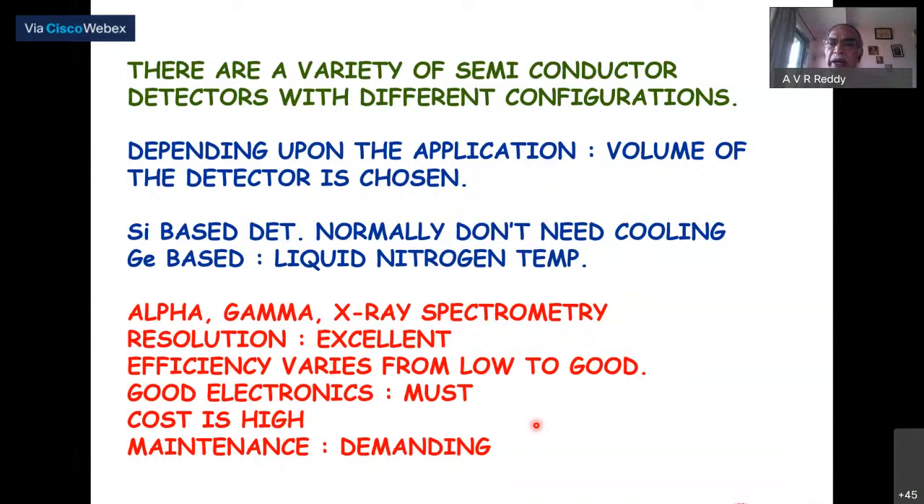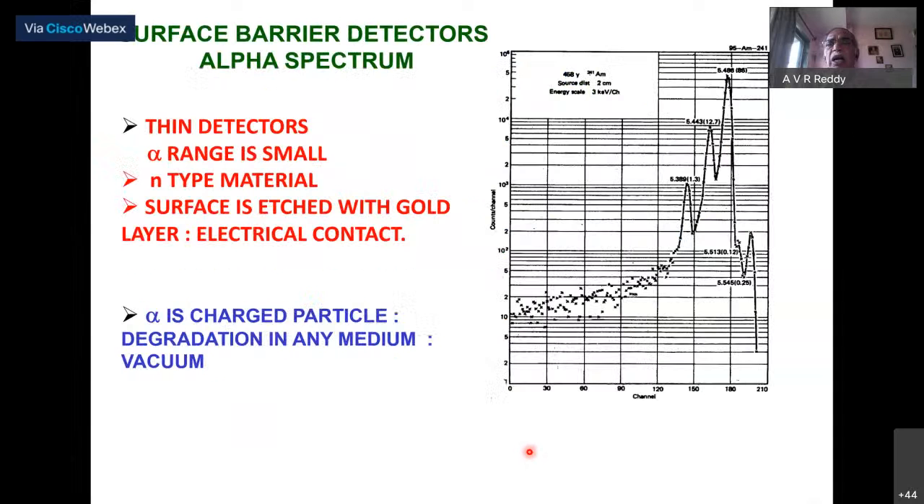Maintenance is very demanding. Now, let me give you one alpha spectrum. Surface barrier detectors are used for alpha spectrometric measurements. Thin detectors, as I told just now, because alpha range is very small in any material. So N-type material is used and the surface is etched with a gold layer for electrical conductivity.